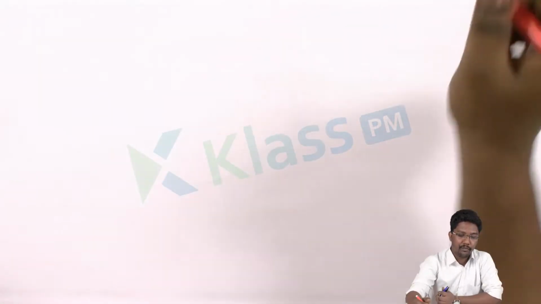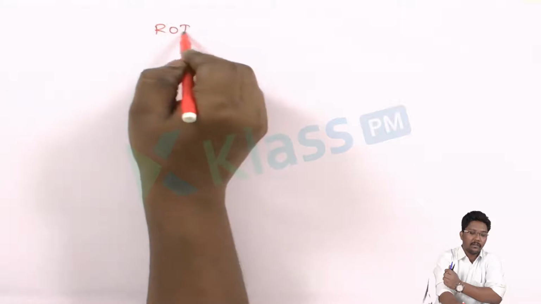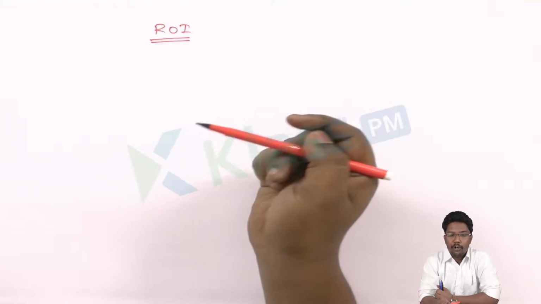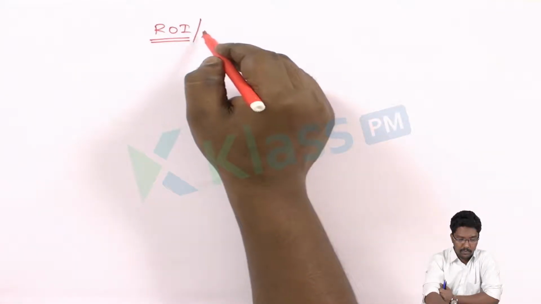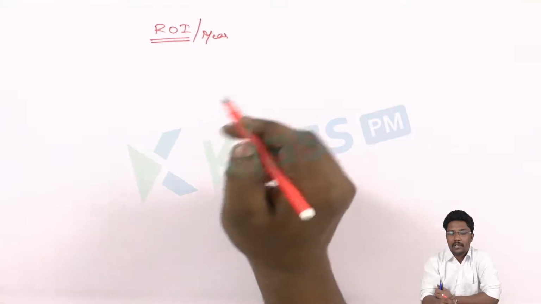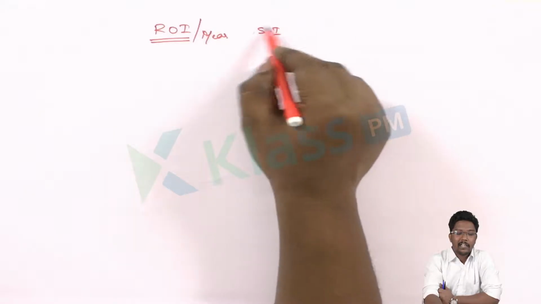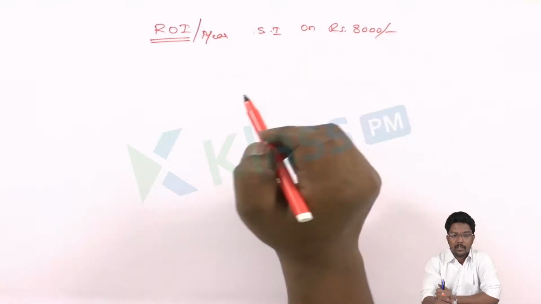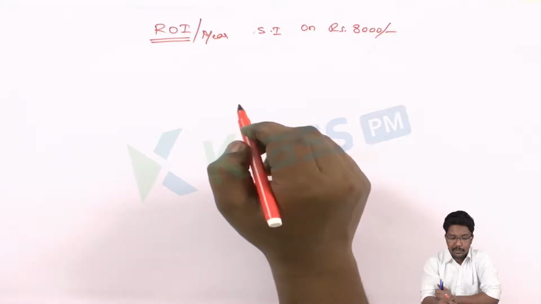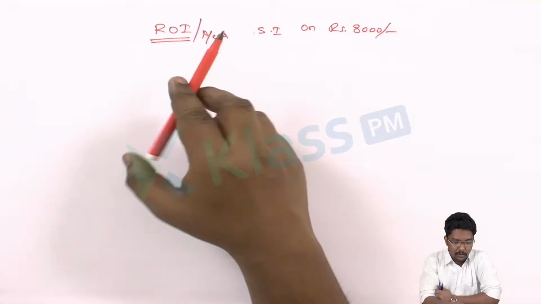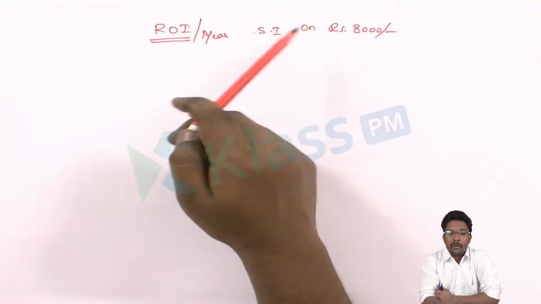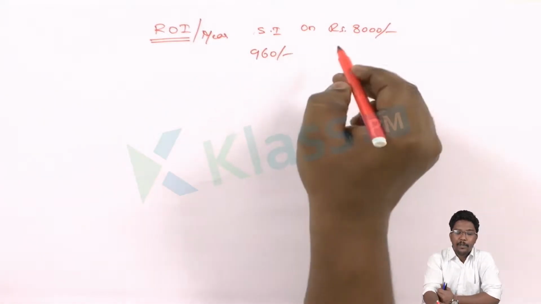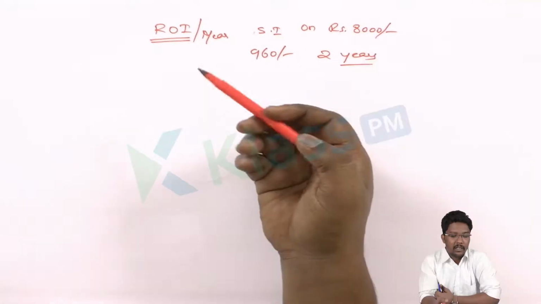Okay. At what rate of interest? So here I am taking rate of interest as ROI. ROI means rate of interest. At what rate of interest per annum, per year, will the simple interest calculated on 8000 rupees for 2 years be 960 rupees? Okay. What is this question? So, at what rate of interest will the simple interest on a sum of 8000 rupees become 960 rupees for a period of 2 years? Let us take an example.